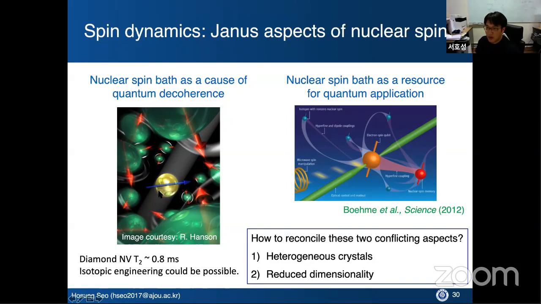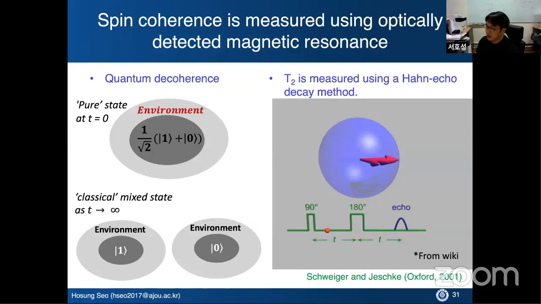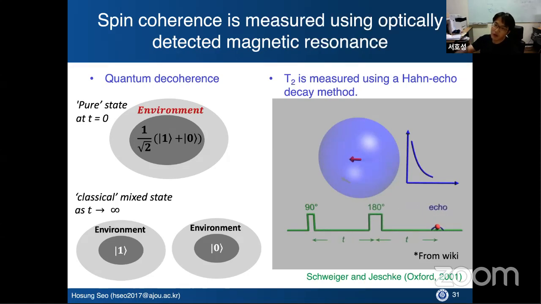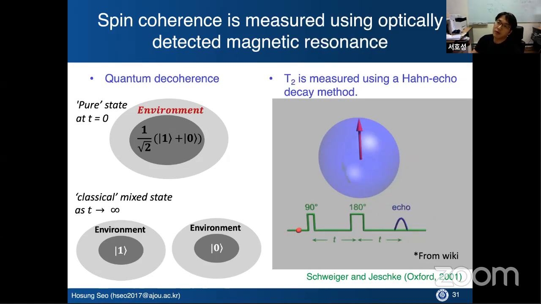So it's important to understand this decoherence dynamics. And once we understand the mechanism of decoherence, we can engineer our system to improve the coherence, or enhance the coherence time.